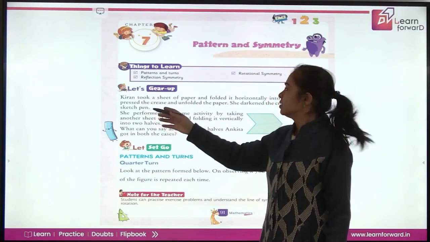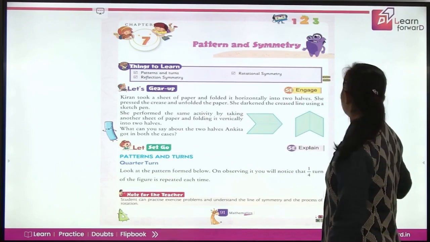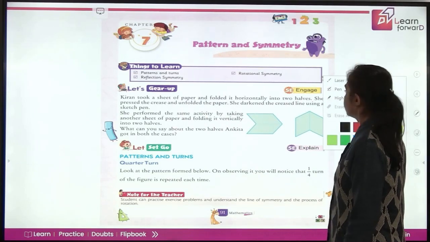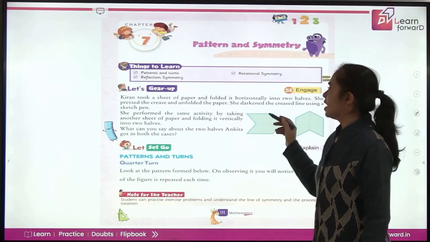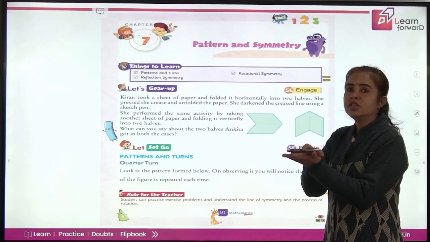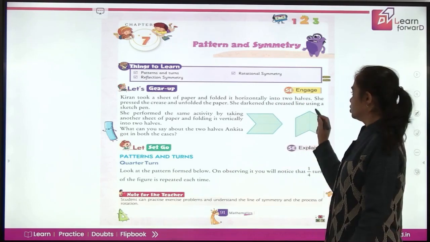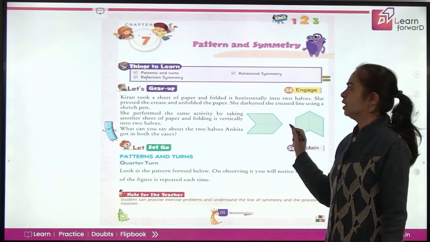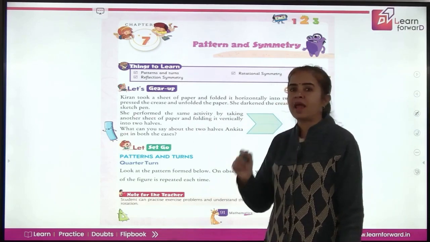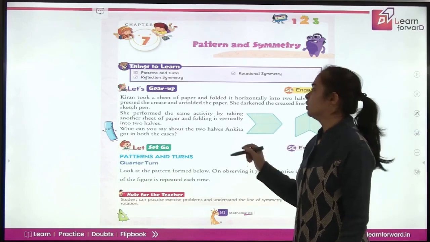Here's a gear up exercise. Kiran took a sheet of paper and folded it horizontally into two halves. She pressed the crease and unfolded the paper. So can you see? She just folded the sheet and then she opened it back. So she got a crease here. She darkened the creased line using a sketch pen and she just drew a line over that crease.